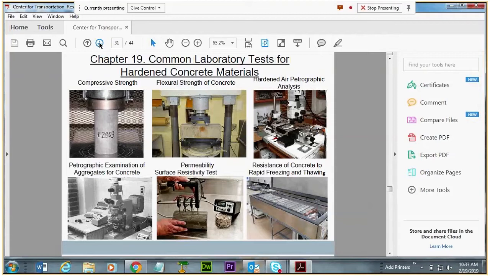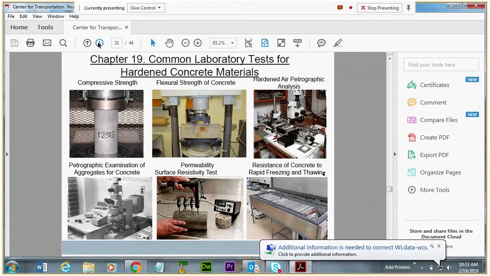Excuse me, I missed the top one. The compressive strength test we know about, the flexural tests we know about, hardened air petrographic analysis. We probably heard more about it, but this is the picture of one of the examinations, along with the aggregates for petrographic analysis. I think one of the ones that intrigues me the most is the surface resistivity test.